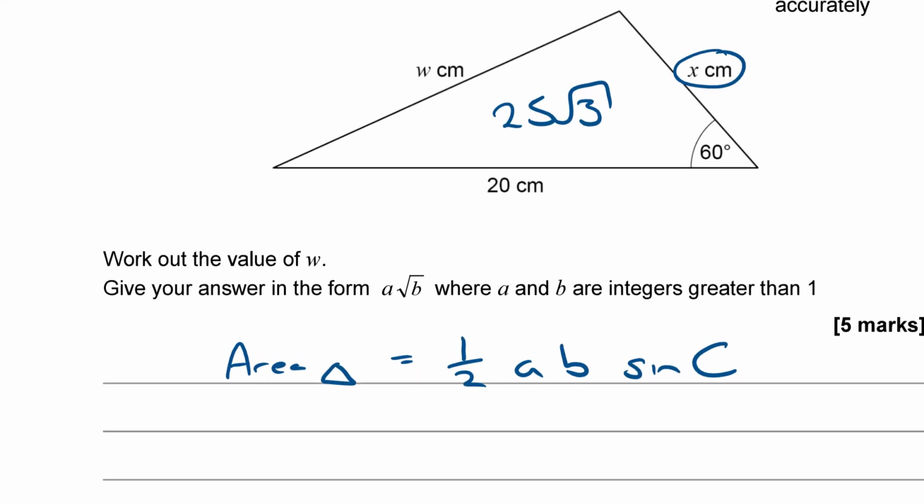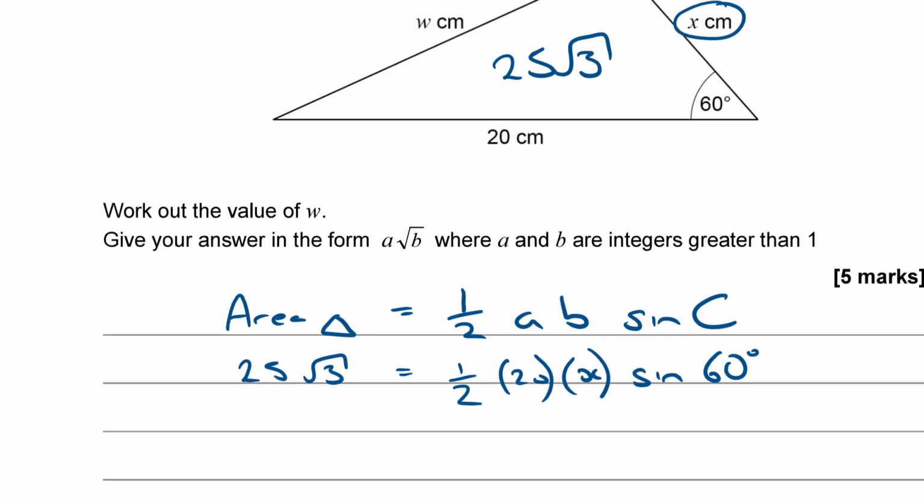So here we know what the area is. We know it's 25 root 3. So let's sub in everything we know. That's half. a is 20. b is my x value that I'm trying to find. And sine C is the sine of 60 degrees.